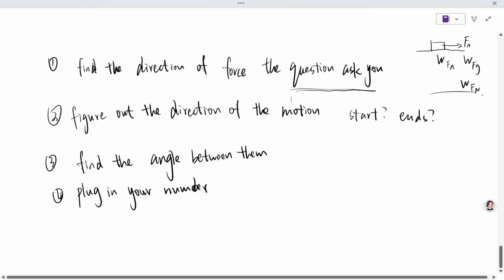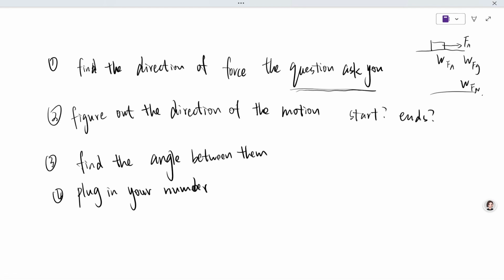Alright, let's do a quick summary. For the practices we've done before, the first step is to find the direction of the force the question asks you about. You have to pay attention to this because it can ask you about different forces. For example, in this situation, this is a block on the horizontal ground, and there's an applied force that pulls it forward, and then it can ask you what is the work done by the applied force, what is the work done by the gravitational force, and what is the work done by the normal force. It can be different answers, right?